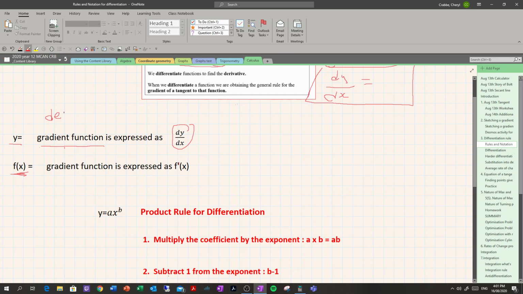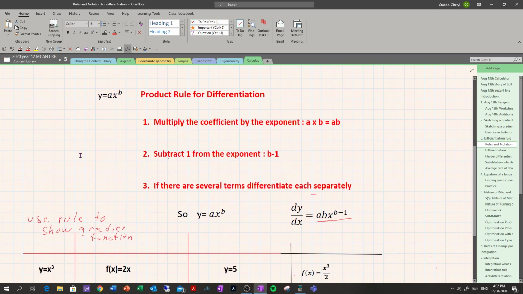So you can use derivative, I'm just going to type it. Derivative, gradient function, they mean the exact same thing, but the notation for it is dy over dx if we're referencing y equals, and it's f prime x if we're referencing f of x for the original equation.